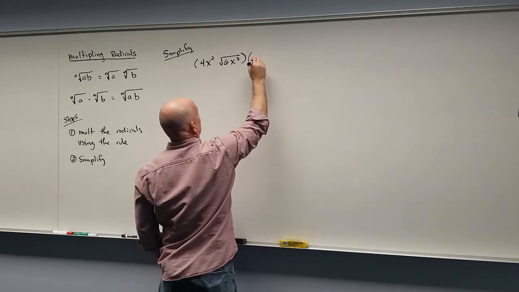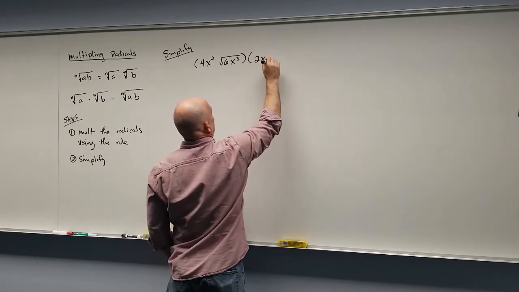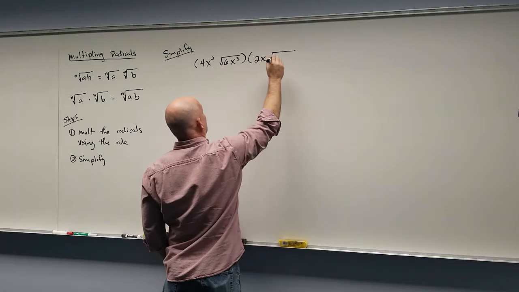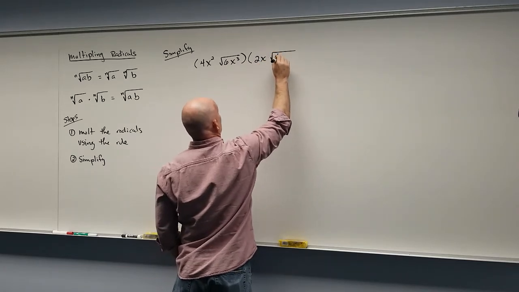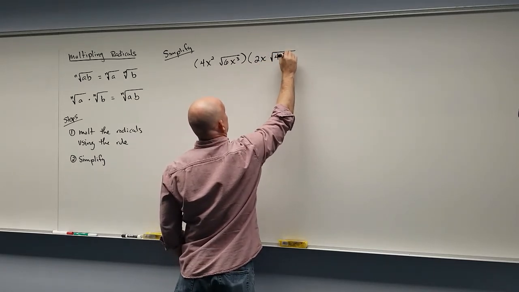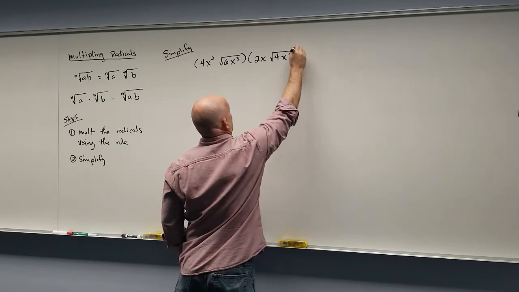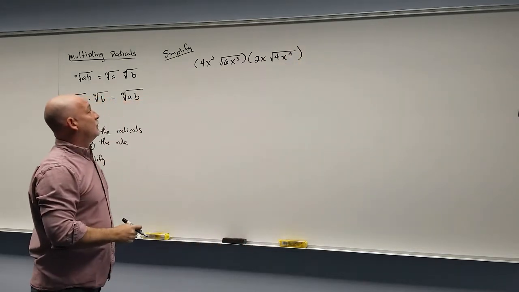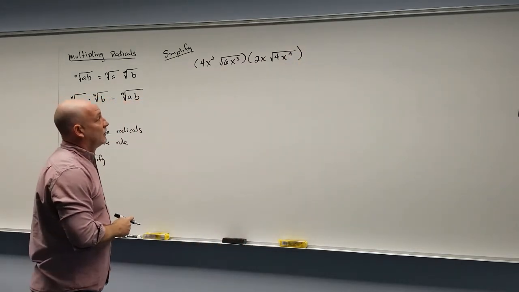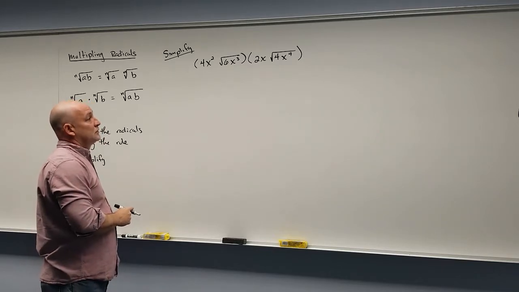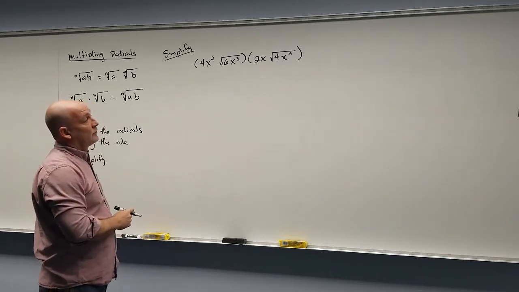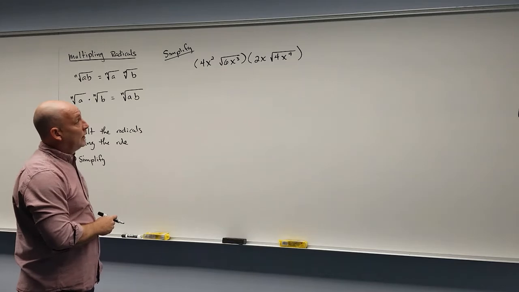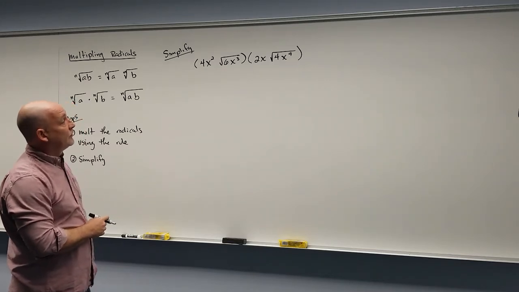And let's do 2x square root of 4x to the 4th. All right, 4x squared times the square root of 6x cubed times 2x square root of 4x to the fourth. All right, hit pause and see if you can simplify this.